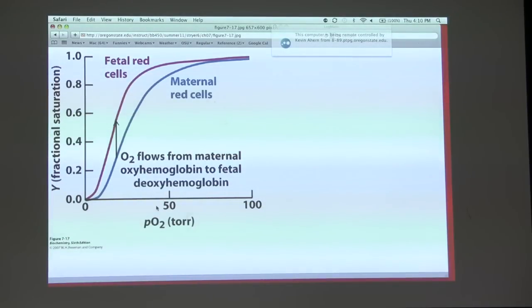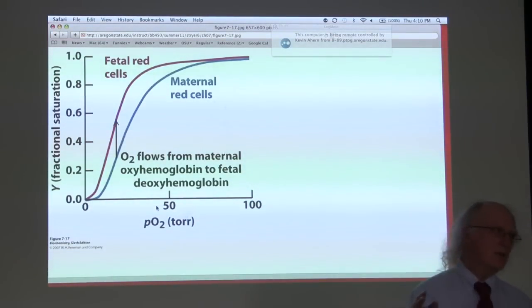Well, it turns out the fetus has to have a built-in advantage, and the fetus does have a built-in advantage. The fetus has to be able to take oxygen away from mom. That means it needs to have a form of hemoglobin that has greater affinity for oxygen than mom's hemoglobin does. And it turns out it has that. Fetal hemoglobin is slightly different from adult hemoglobin. What I've shown you so far is adult hemoglobin.